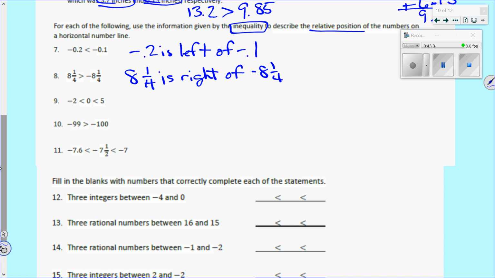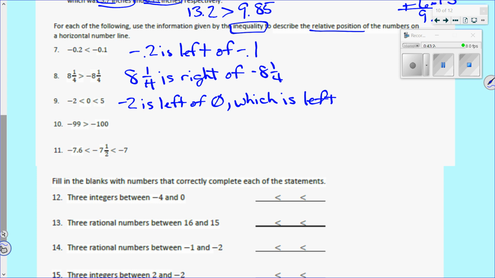Now we got 3 of them. Think you can handle this one, Devin, even if you are tired? Yep. -2 is left of 0, which is left of 5. Awesome. I love the way you strung that: which is left of 5.